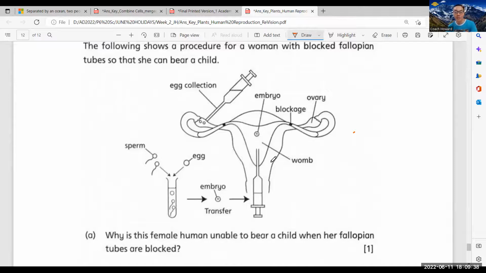So the egg has been extracted from the woman and placed in the lab, right? This is from the father. The sperm fertilized the egg. So the fertilized egg is called the embryo. So the embryo is being reinserted back in the woman's womb for the baby to be growing well inside here.